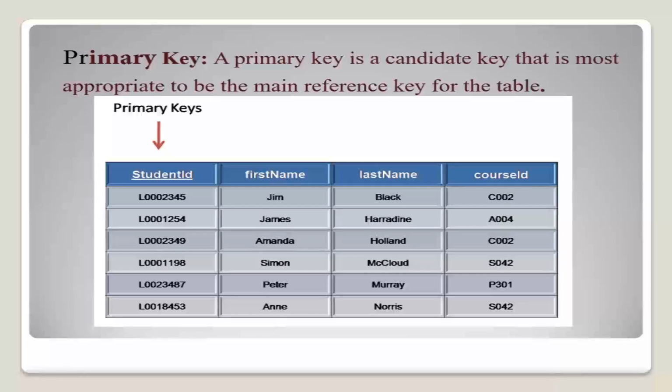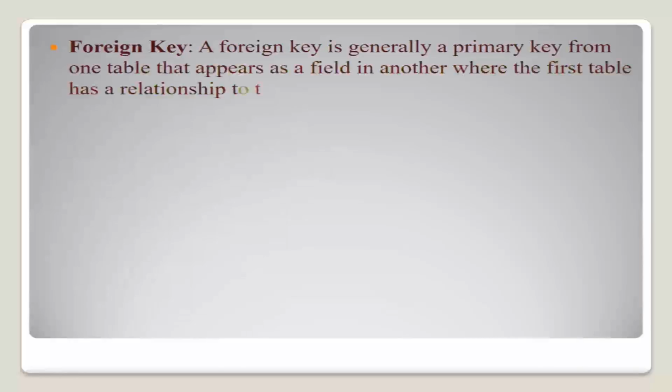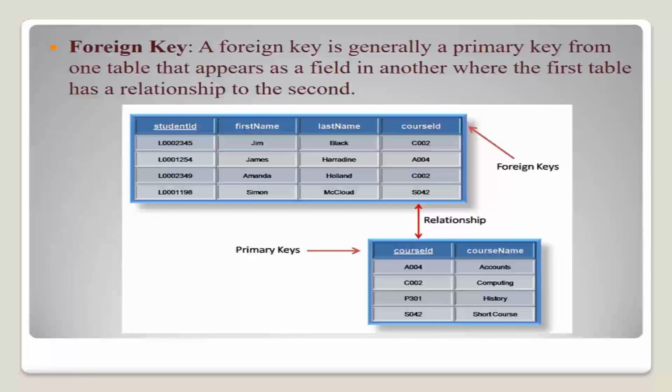Moving to the foreign key, a foreign key is generally a primary key from one table that appears as a field in another where the first table has a relationship to the second. In other words, if we had a table A with a primary key X that linked to a table B where X was a field in B, then X would be a foreign key in B.